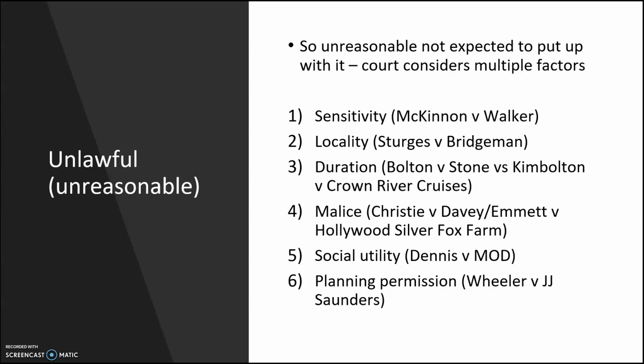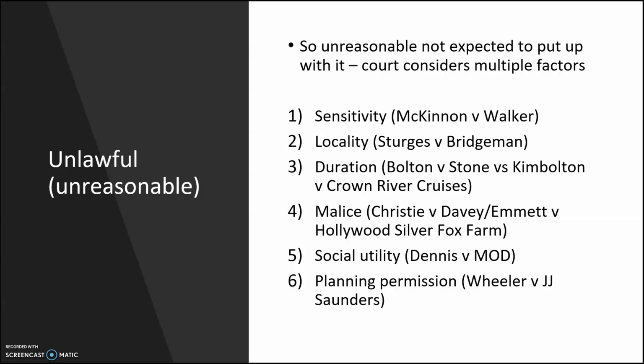Equally in Emmett v Hollywood Silver Fox Farm, a man went round near this farm and fired a shotgun into the air, which caused the silver foxes to miscarry, and that's obviously hit the farmer's profits and things like that. So because he was doing it on purpose with malice, it was held to be unreasonable. So again, that's a really easy one to watch out for in scenarios. In terms of social utility, this is the benefit to society.